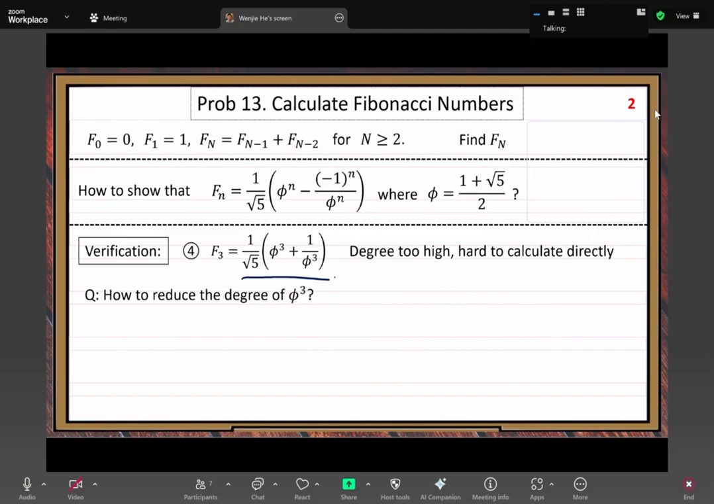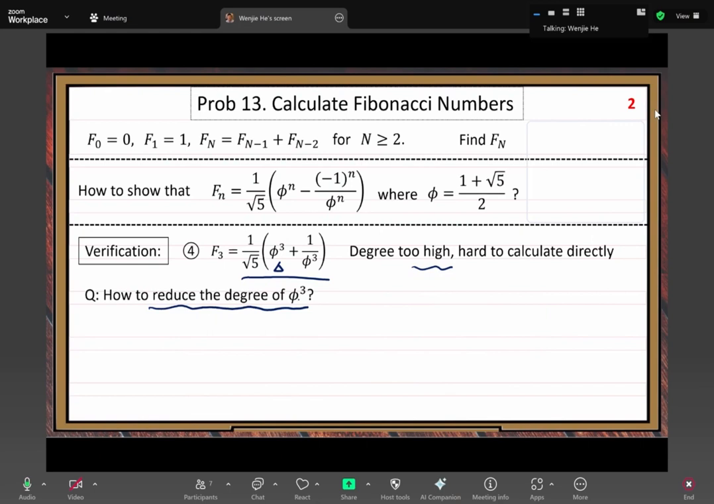All right. And here, what do we want to do? The reason the calculation is relatively hard is because the degree of this phi cubed is relatively high. The higher the degree, the harder the calculation. So how do we make our calculation easier? The idea is to reduce the degree of phi to the third. But the question is, how to reduce the degree? By the properties of golden ratio.